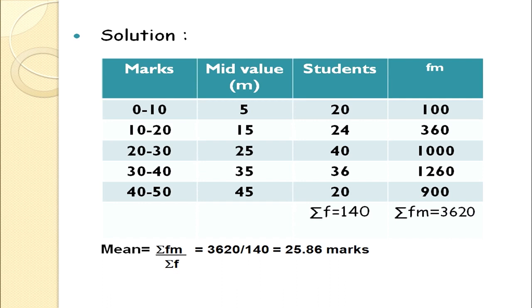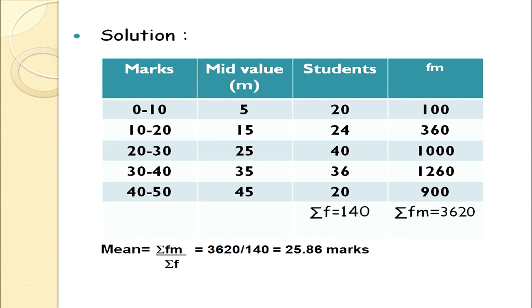Now, we are going to have one more column where we are going to multiply frequencies with the mid values. That means 20 into 5, 100, 24 into 15, 360, 40 into 25, 1000, 36 into 35, 1260, 20 into 45, 900.